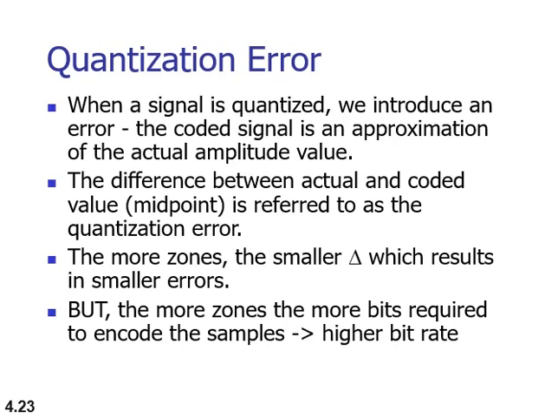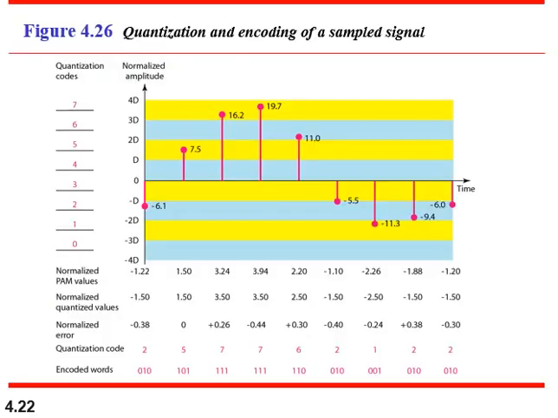Now the more zones, the smaller the delta. For example, when you see the graph here, when you have more zones or more samples, the more number of samples will lead to more number of zones, and the more number of zones will lead to a smaller delta value, that is the small change, which will result into smaller errors. So the more number of samples we take, the better result that we get, in other words.